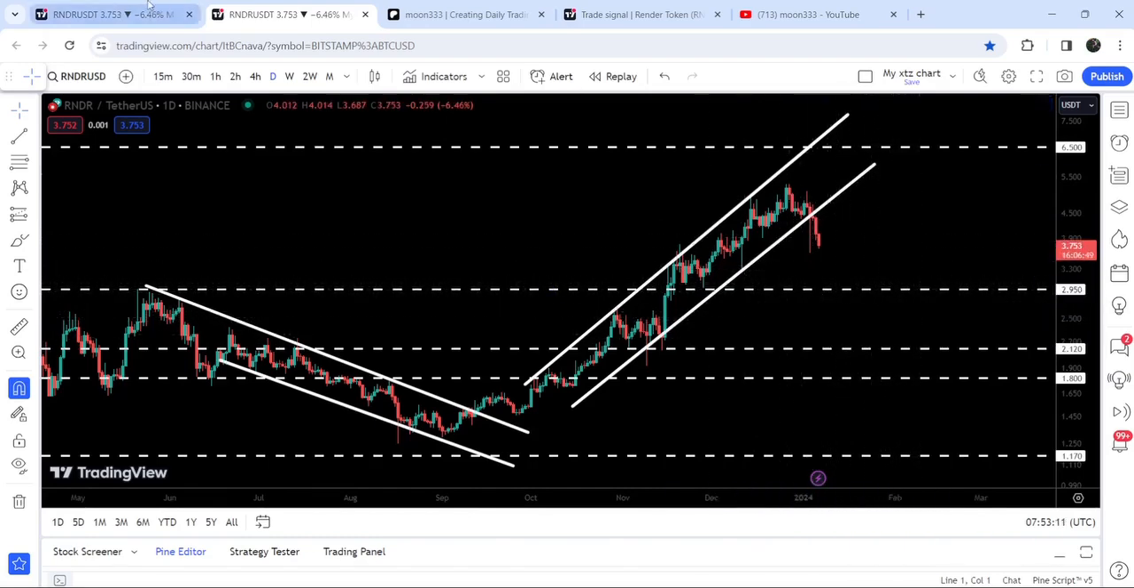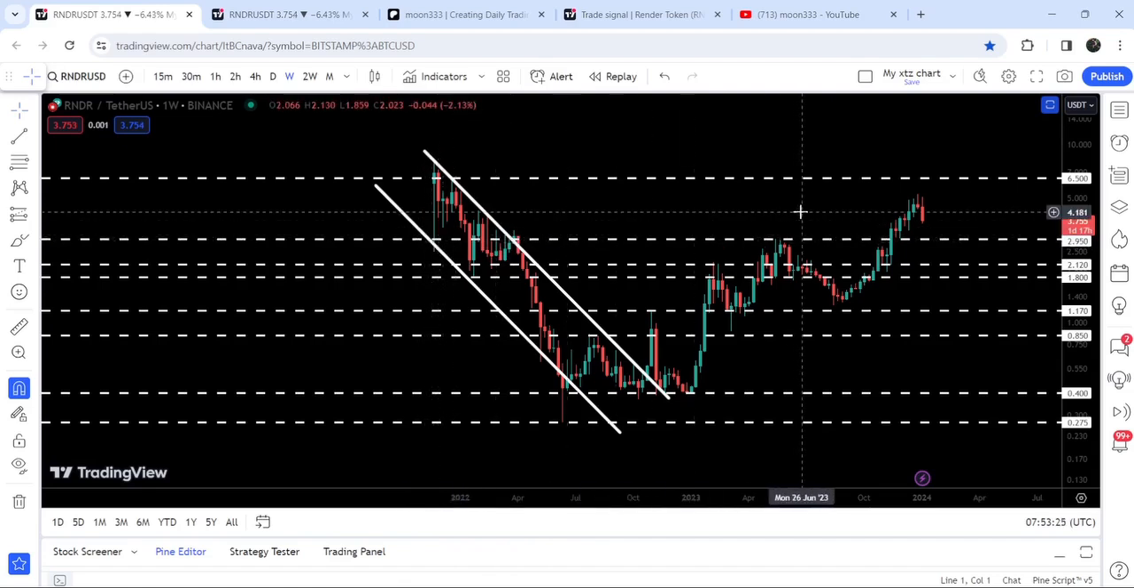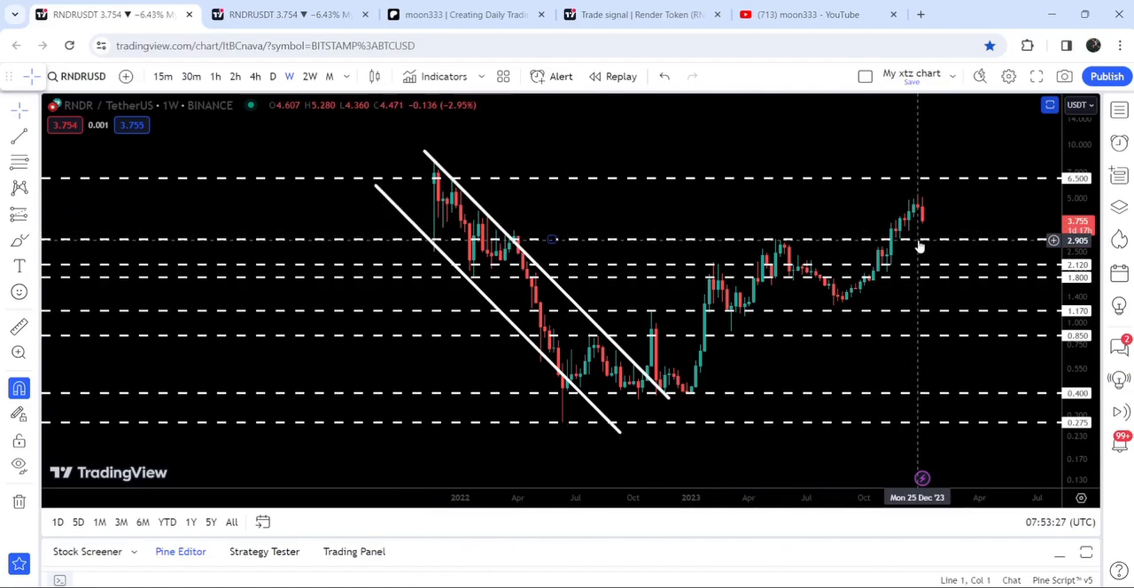If we take a look at the weekly time frame chart, then we can see that this $2.95 level has been previously working as a resistance here. And for several weeks, it has been working as a resistance here and also as a support here as well. Therefore, it will be difficult for the price to break it down.